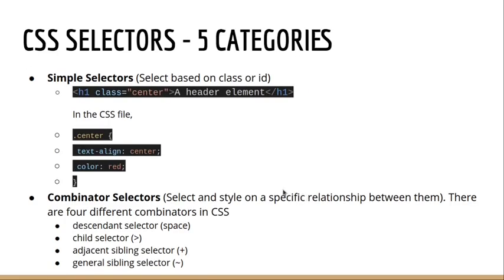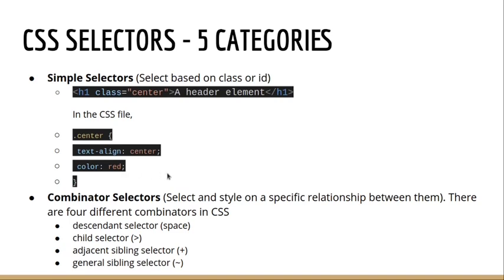We have 5 categories of CSS selectors. I'm going to brush through it because we are going to get our hands on it. We have simple selectors, and these simple selectors select based on class or ID. So in this example, we provided an attribute called class, and gave it a name of center. In your CSS file, you provide a period that tells the browser that you are selecting a class, and you provide the name of the class that you have given, and then you give it the style that you want. In this case, you aligned it to the center, and then you give it a color of red.